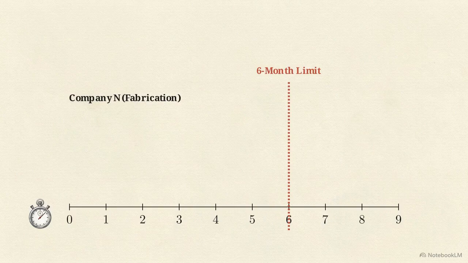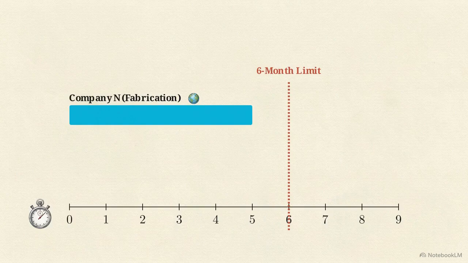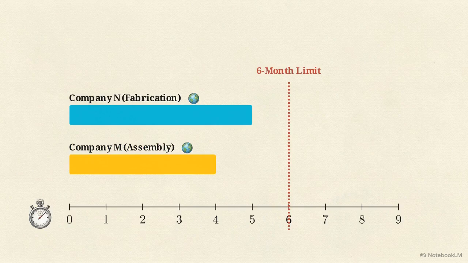Consider Company N, a foreign entity awarded a 9-month modular building contract in the UAE. Company N executes the first phase of the contract for fabrication, which takes exactly 5 months. The second phase, assembly, is executed by a related sister company, Company M, lasting 4 months. The enterprise assumes that because neither entity crossed the 6-month mark, neither triggered a permanent establishment.